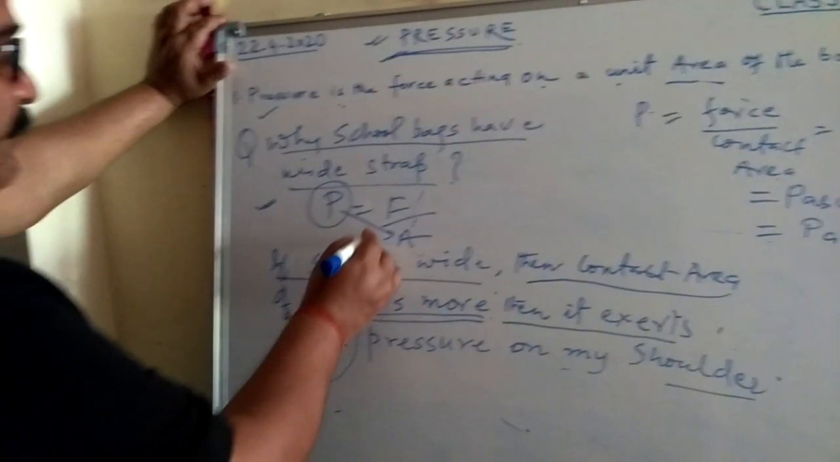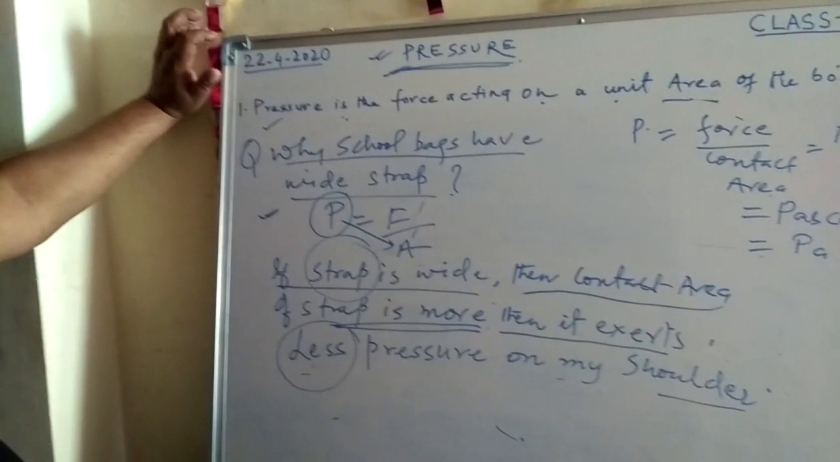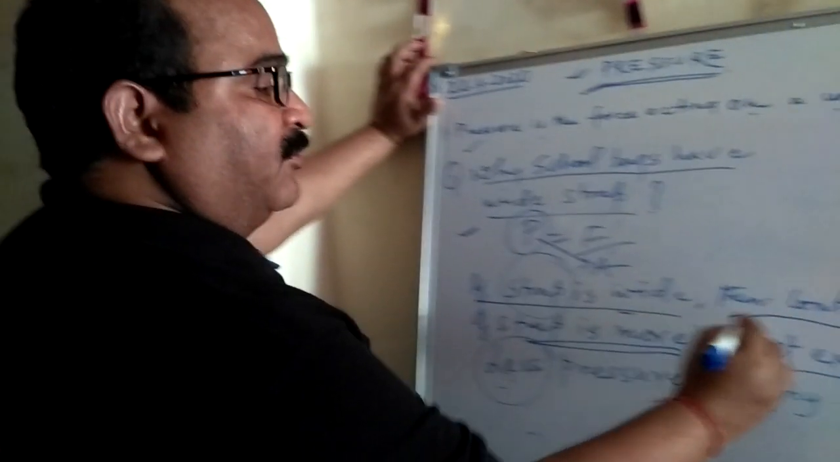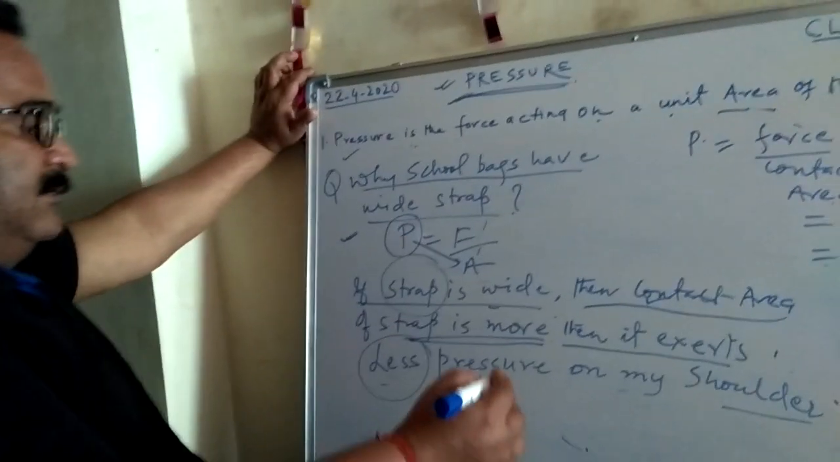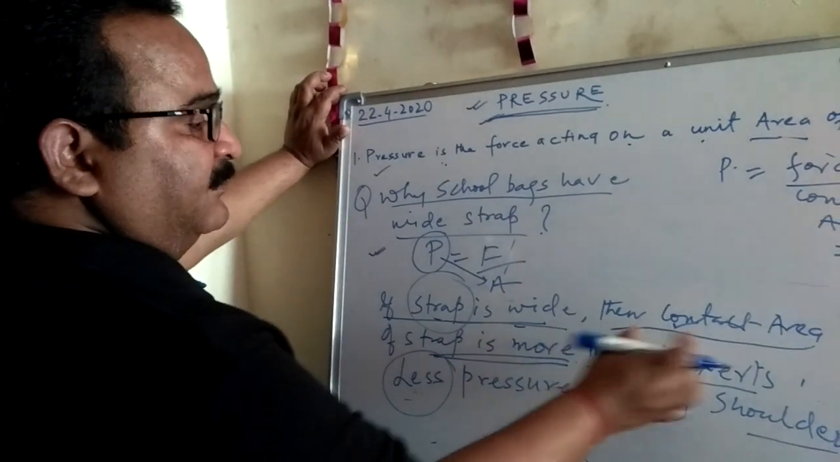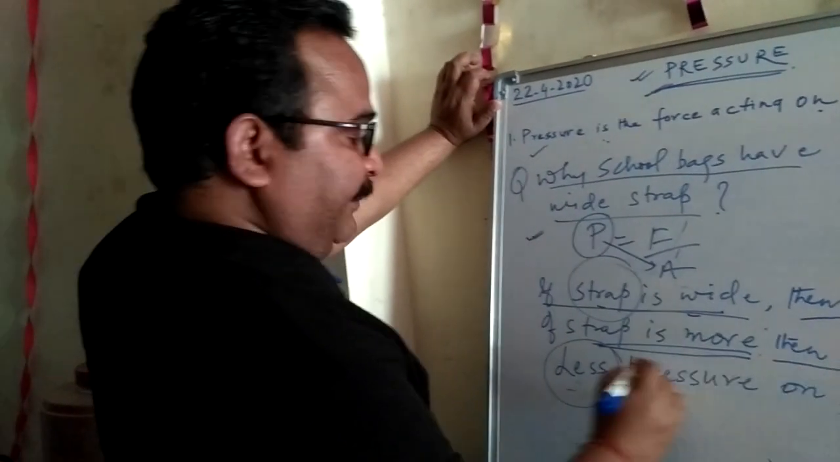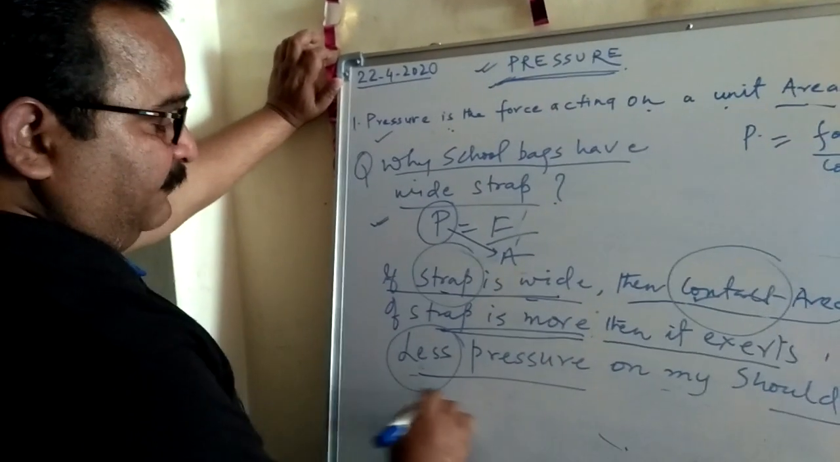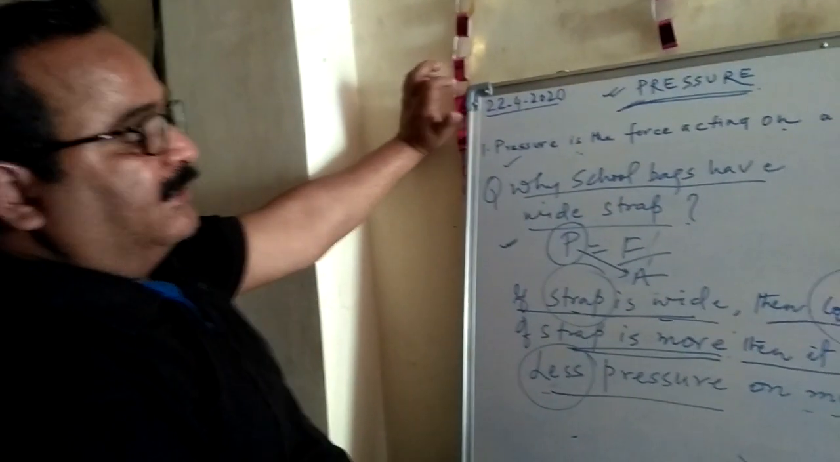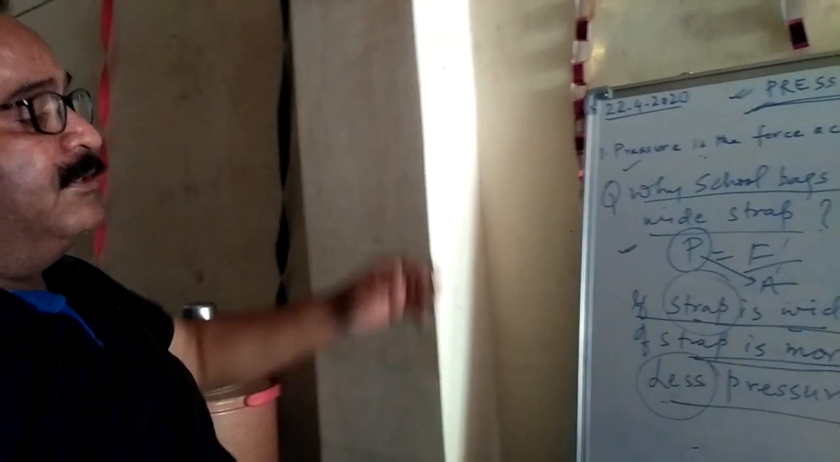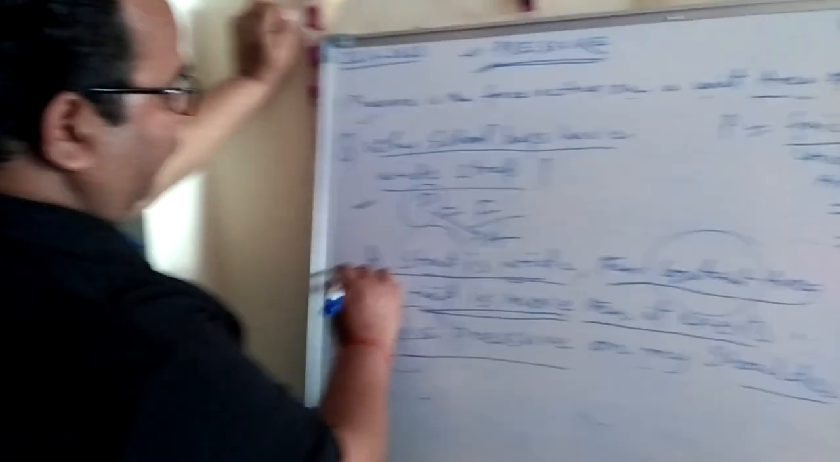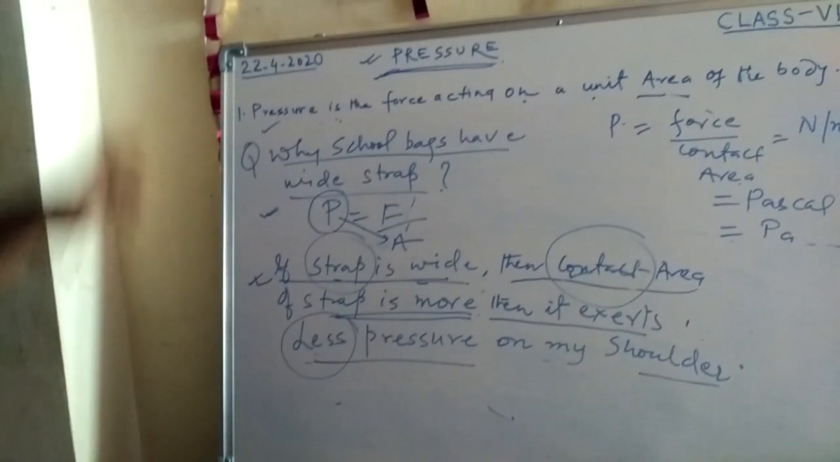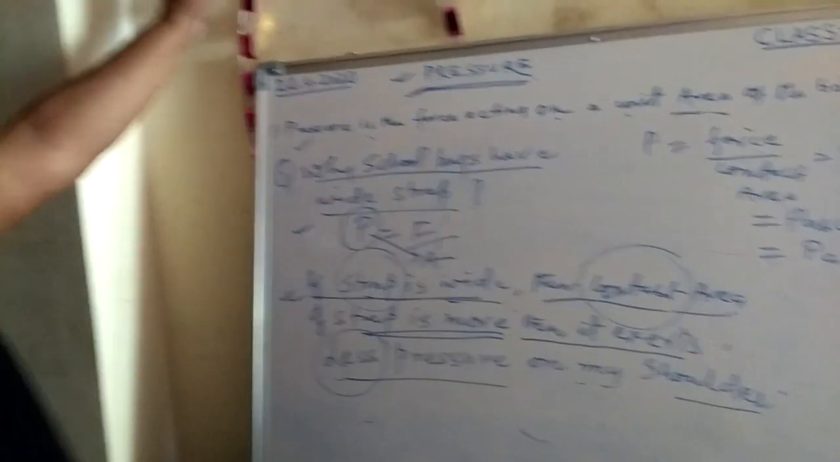Otherwise, if the strap is thin, then the contact area is less, and then what happens? The pressure exerted by the bag strap is more, and that gives a very painful effect to my shoulder. So in this way we can use the application of pressure.